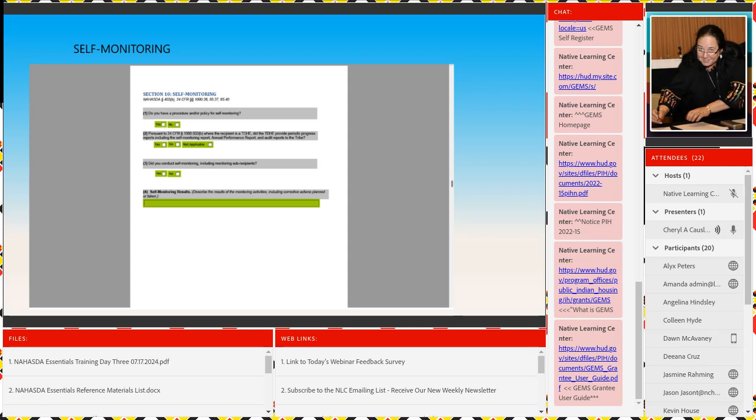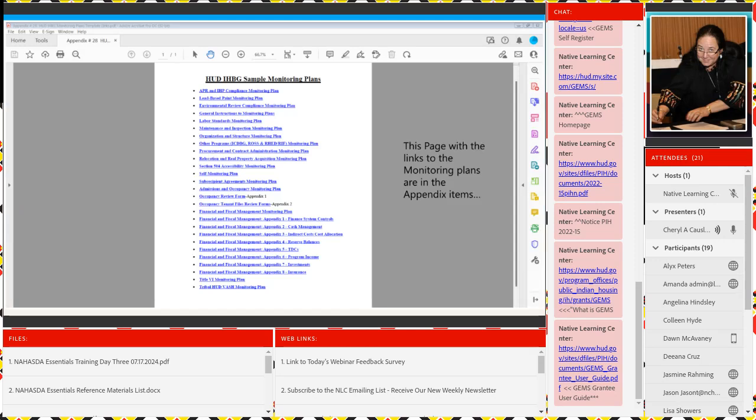Pursuant to 1502, did the TDHE provide periodic progress reports, including the self-monitoring report and the APR and audits to the tribe? Did you conduct self-monitoring, including monitoring any subrecipients? And the results. Describe the results. So that's the part where you've got to do this. This is the page, okay?